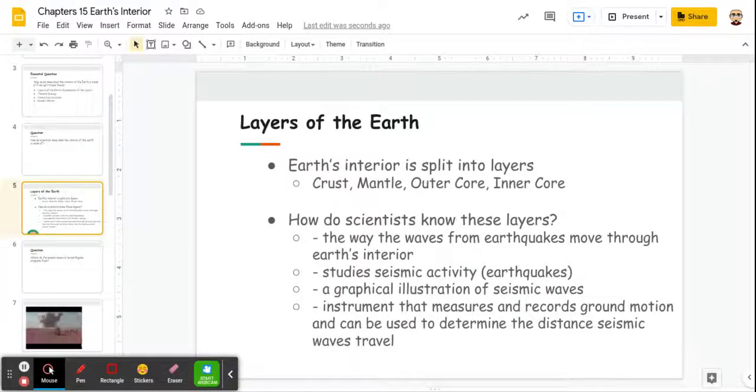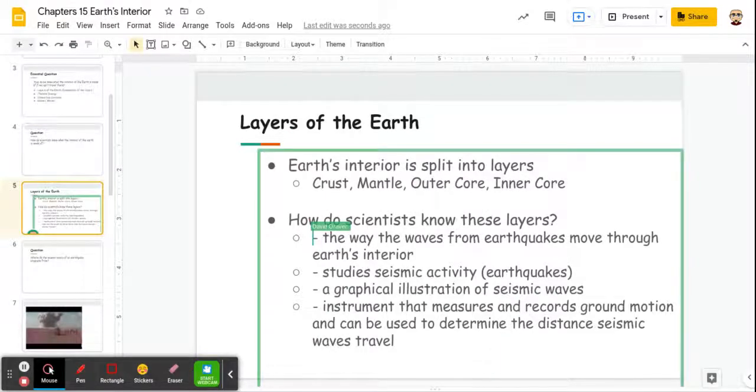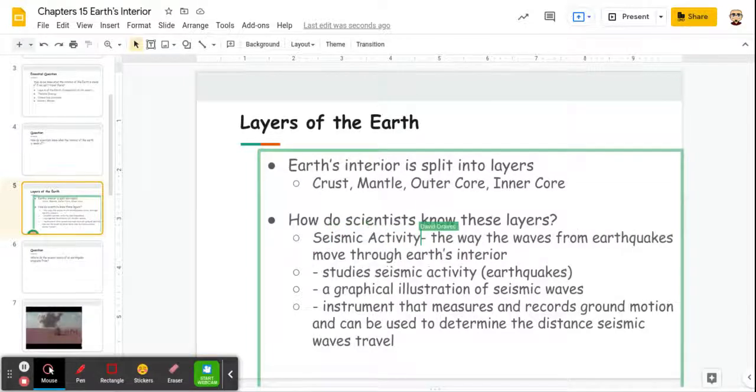So here's some definitions we're going to pop in here. We have the four layers: the crust, mantle, outer core, and the inner core. Seismic activity: the way that the waves from an earthquake move through the Earth's interior. The scientist that studies this stuff is a seismologist.